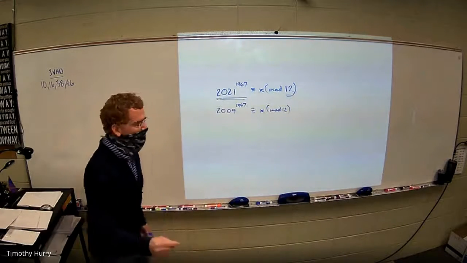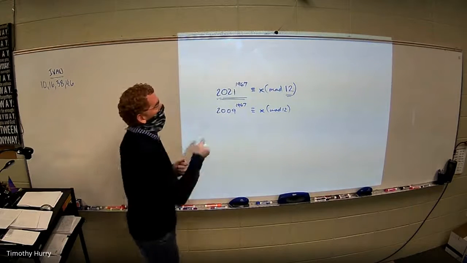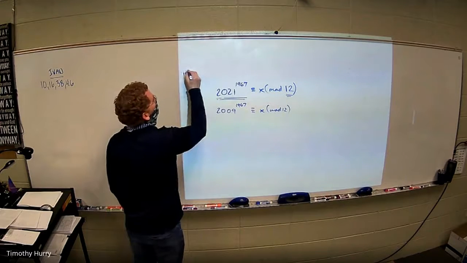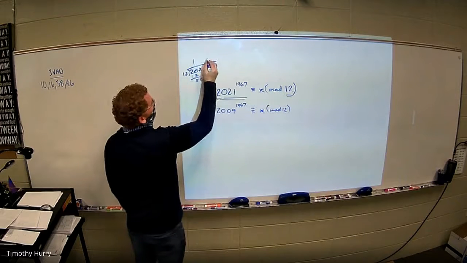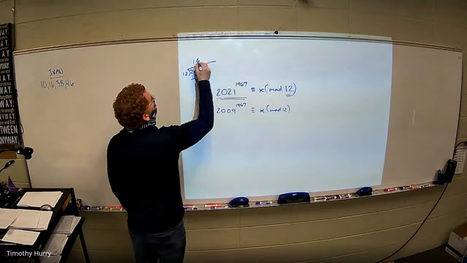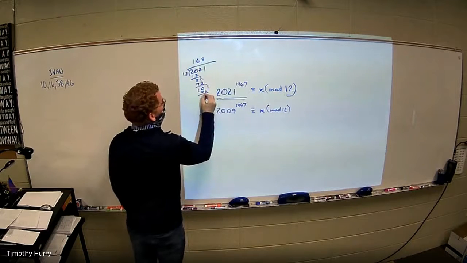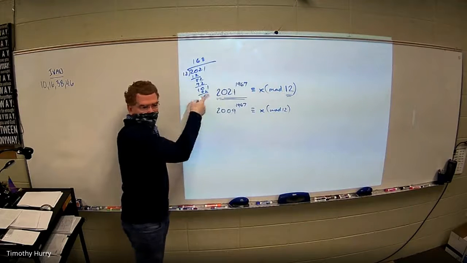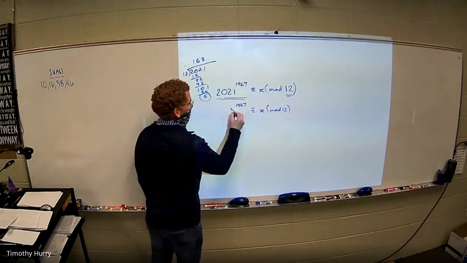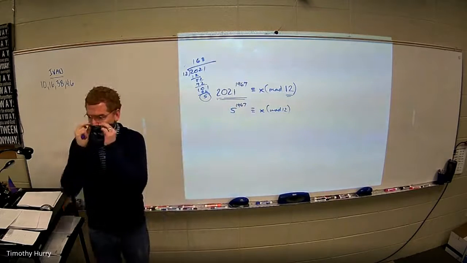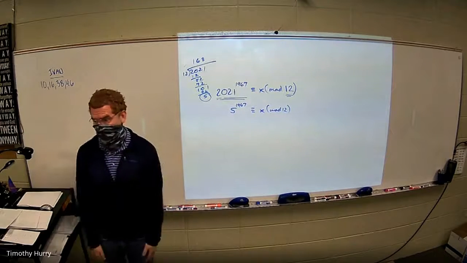Now, the second way, which is much better, I think, for big numbers, is to divide 12 into that. When you divide it, you get a remainder of 5. When you divide it and get the remainder, ignore all the rest of this. You can replace 2021 with a 5. Now it's significantly smaller, except one problem: 5 to the 1967 is still a massively big number.